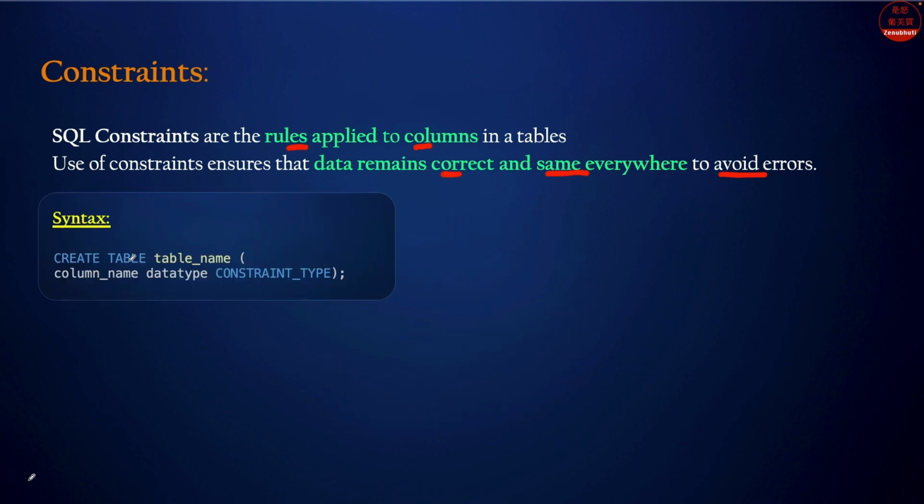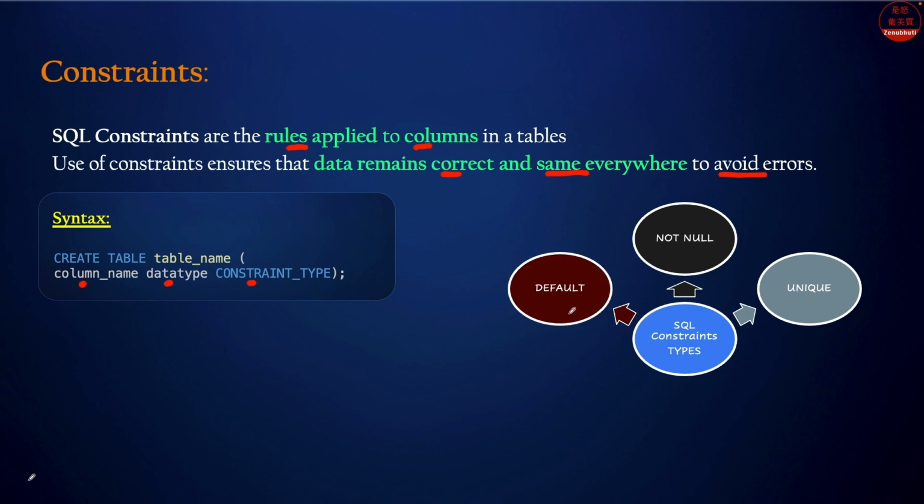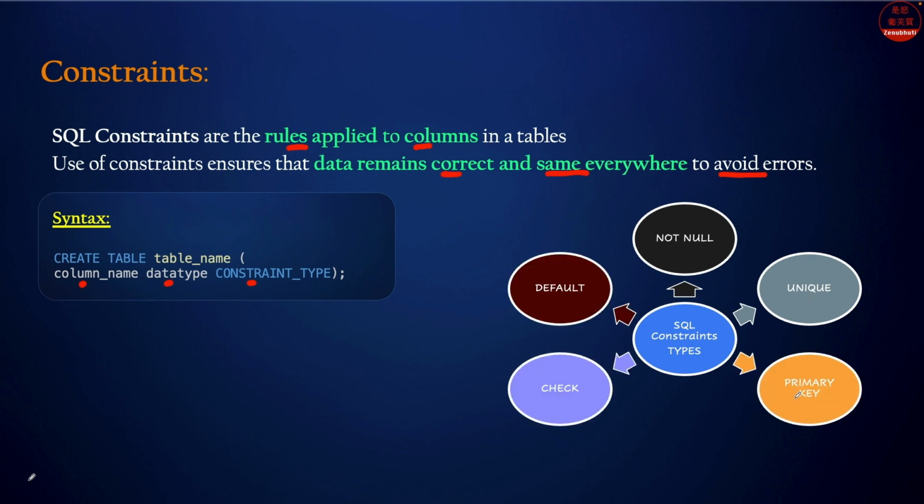This is your syntax for creating a table. Once you mention your column name along with its data type, you try to define your constraint type. Let's discuss what are the different kinds of constraints. Very first one is not null, unique, default, check, primary key, foreign key. These constraints we are going to discuss in detail in our upcoming videos.